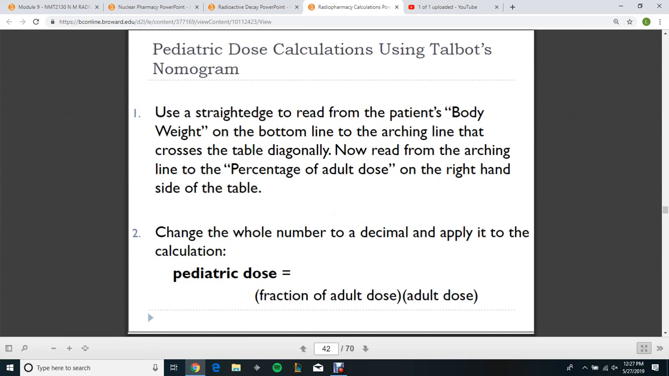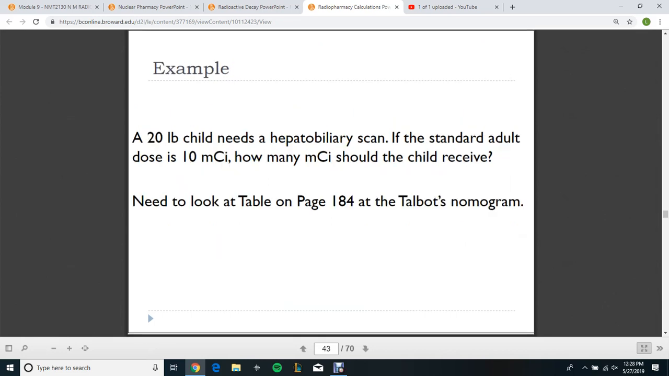Pediatric dose calculations using Talbot's nomogram. Using a straight edge, read the patient's body weight on the bottom of the line to the arching line that crosses the table diagonally. Now read from the arching line to the percentage of the adult dose on the right-hand side of the table, changing the whole number to a decimal to apply it to the calculation. The pediatric dose is equal to the fraction of adult dose times the adult dose.